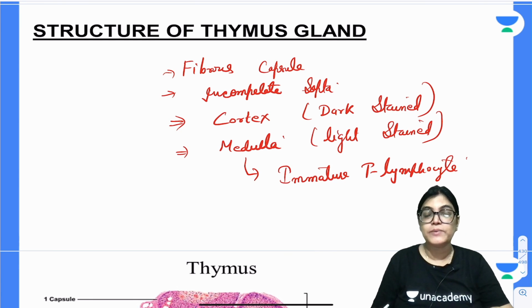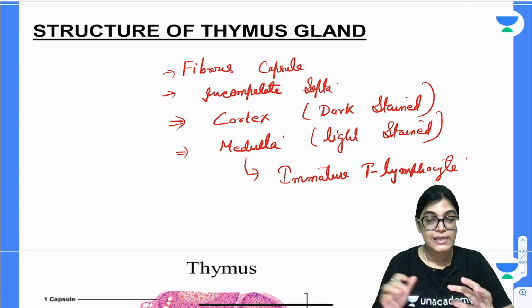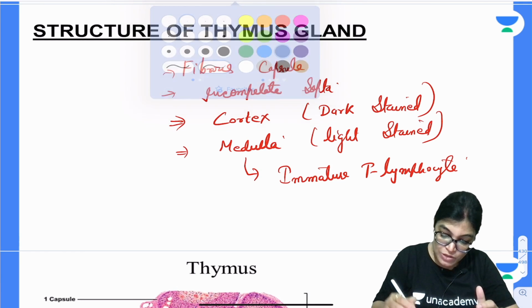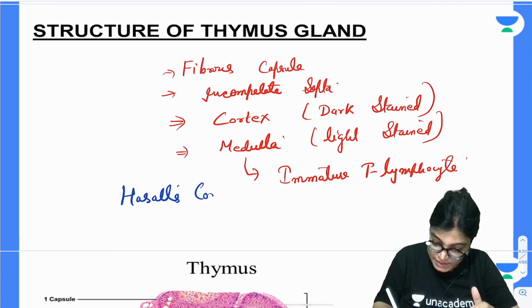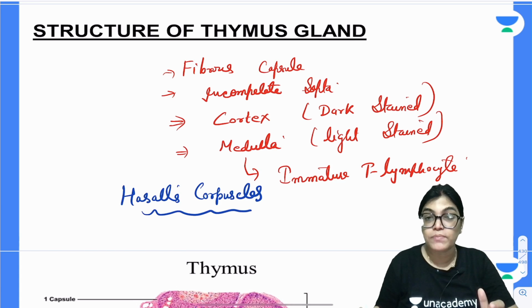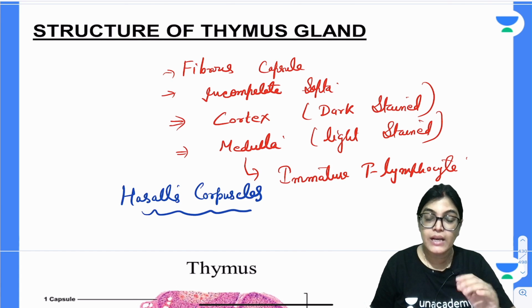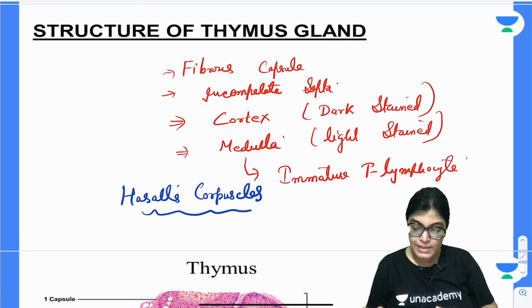My dear aspirants, it is also important that the thymus gland contains only T lymphocytes. The medulla contains immature T lymphocytes, and it contains Hassall's corpuscles, which are a characteristic feature for the identification of the thymus gland.